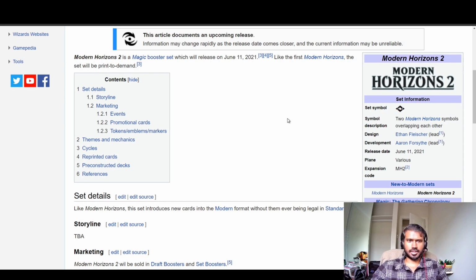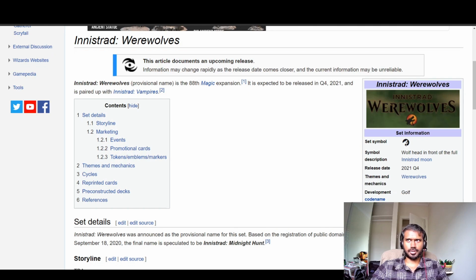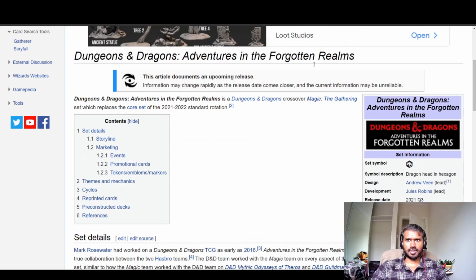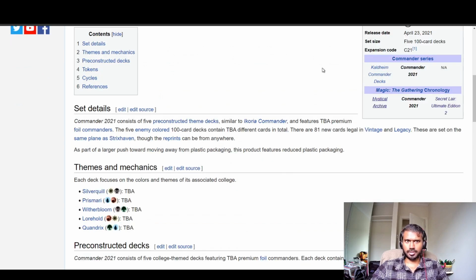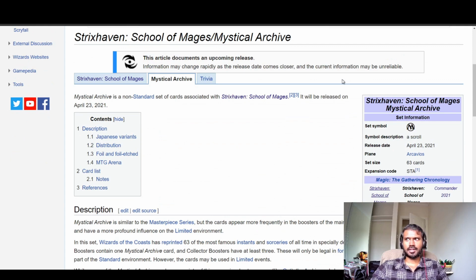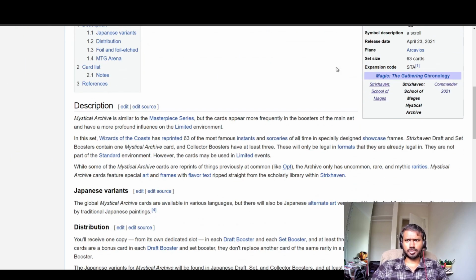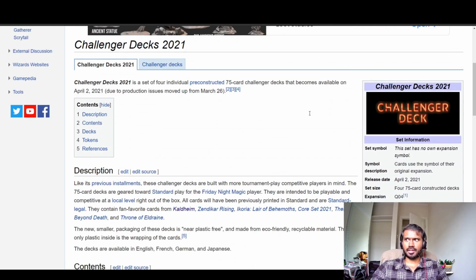One of the most important things to remember is the fact that Modern Horizons 2 is actually in between Dungeons & Dragons and Innistrad, coming out later this year on June 11th. Now, between all of this, there's actually a lot going on. So Innistrad is going to be at the very end. Then you've got Dungeons & Dragons. Then you've got Secret Lair Ultimate Collection. Then you've got Commander 2021. Strixhaven School of Mages Mystical Archive. This one I haven't heard about, but we'll get to it.